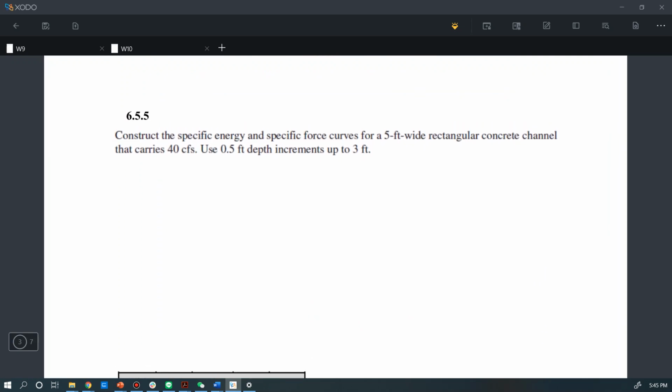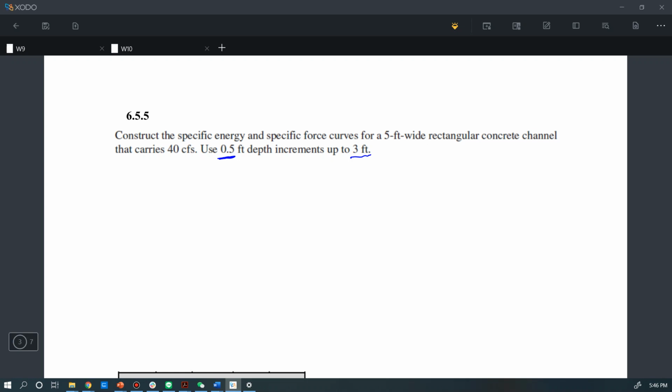So in this question, 6.5.5, we want to construct the specific energy and the specific force curves for a 5 feet wide rectangular concrete channel that carries 40 cubic feet per second of flow. And the question also asks us to use the water depths from 0.5 to 3 feet.